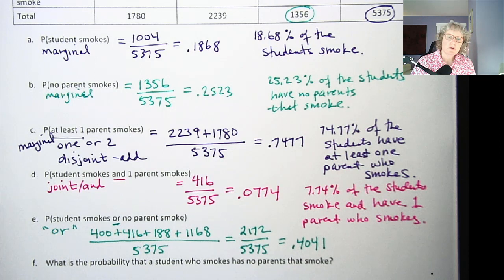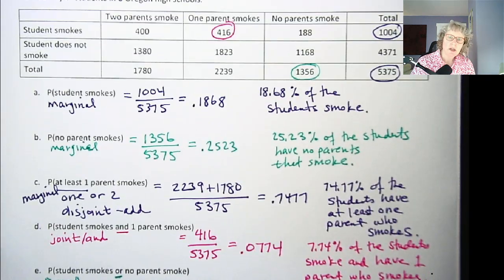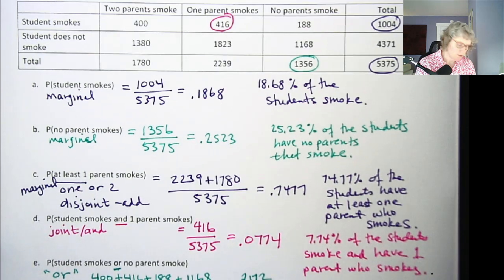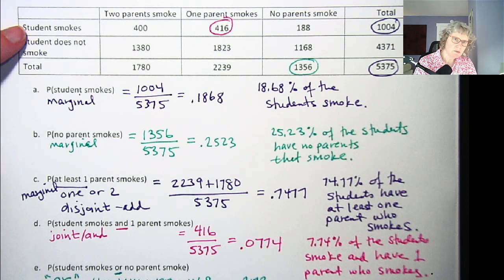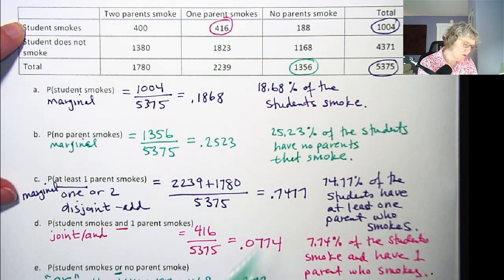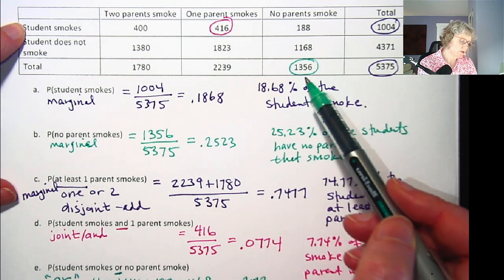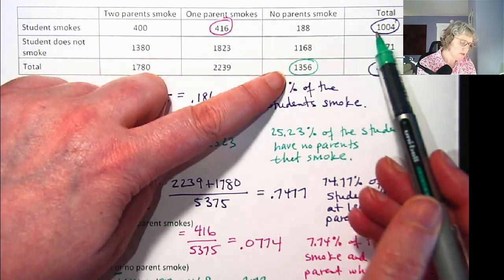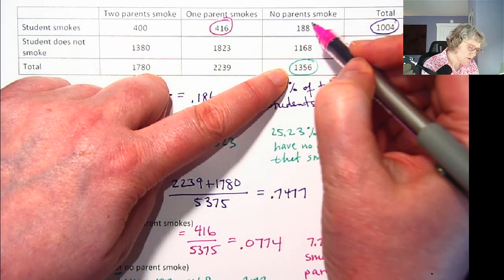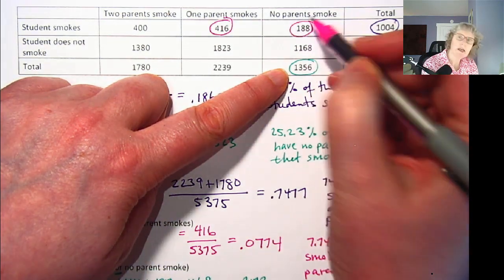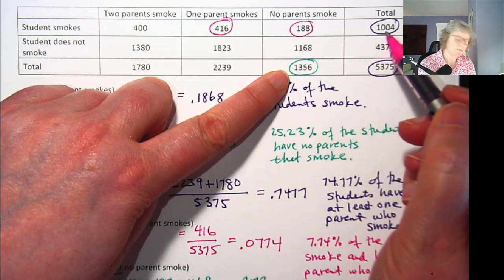Okay, so remember we had different ways of doing it. So I wanted to just show you another way. The other way was the subtraction way, where we're in student smokes or no parent smoking. So I've already got both of those totals circled. So if we use the two totals, then we need to subtract the intersection of 188 because the 188 is in both the row column and the total column.